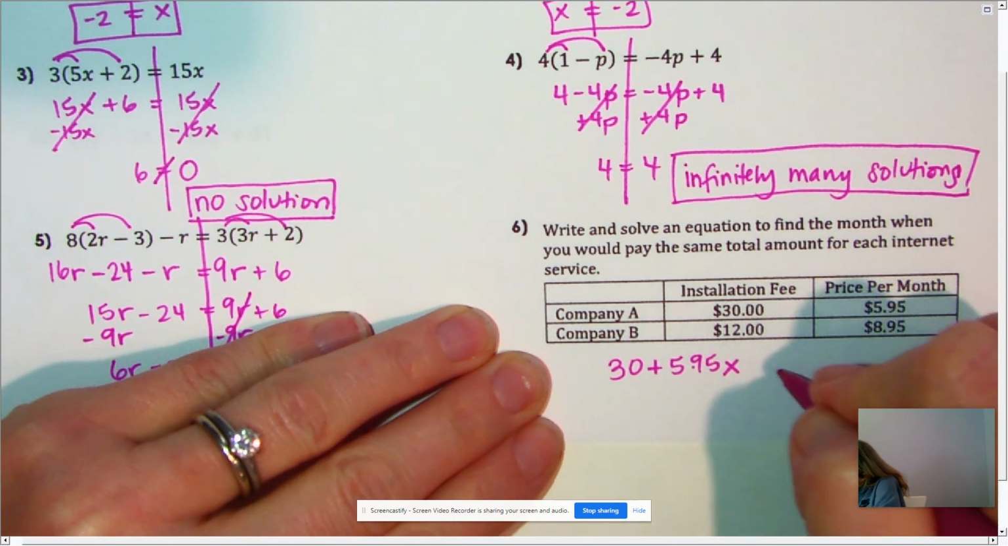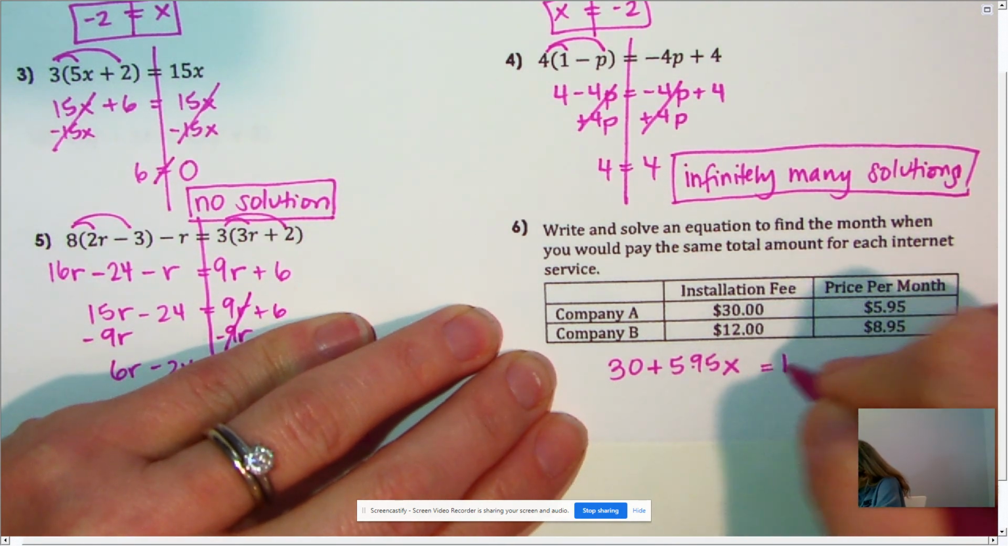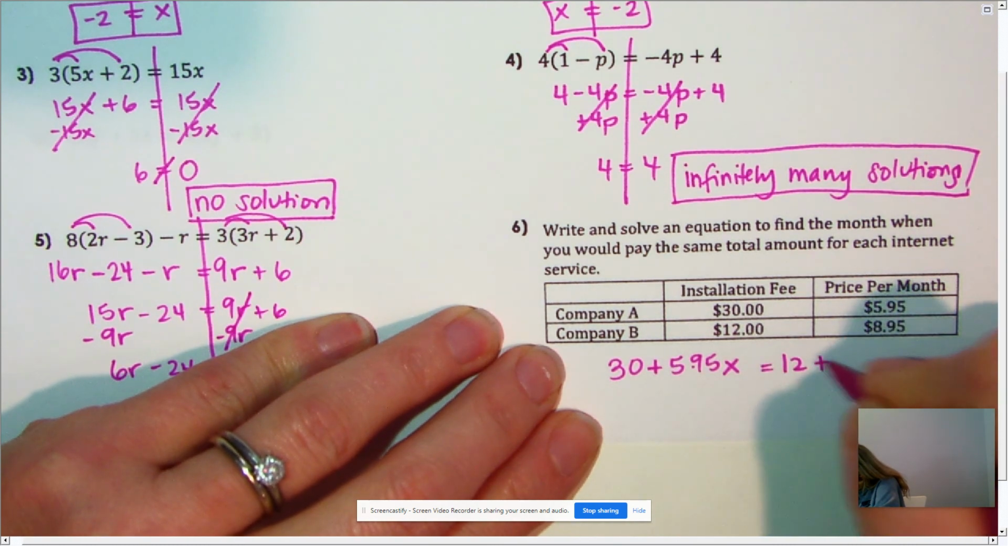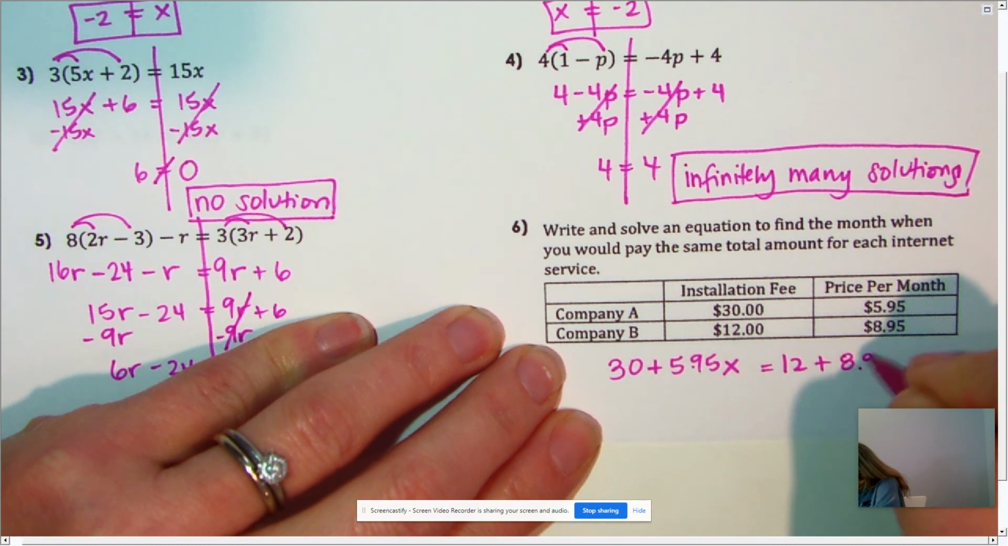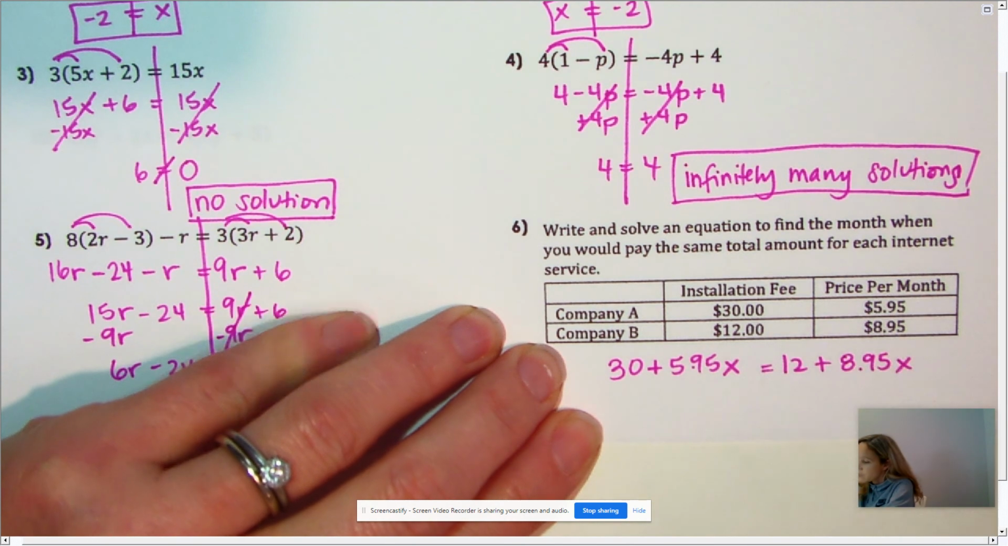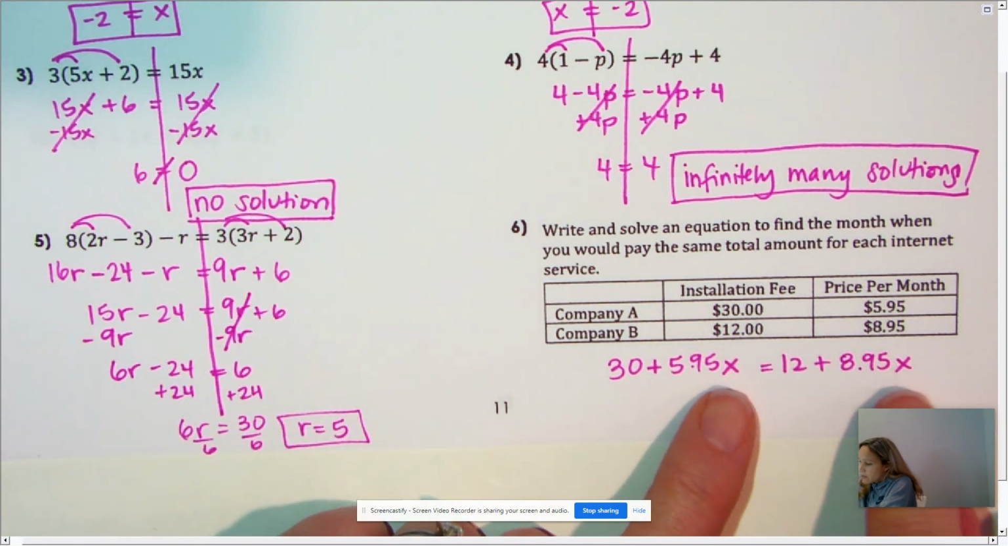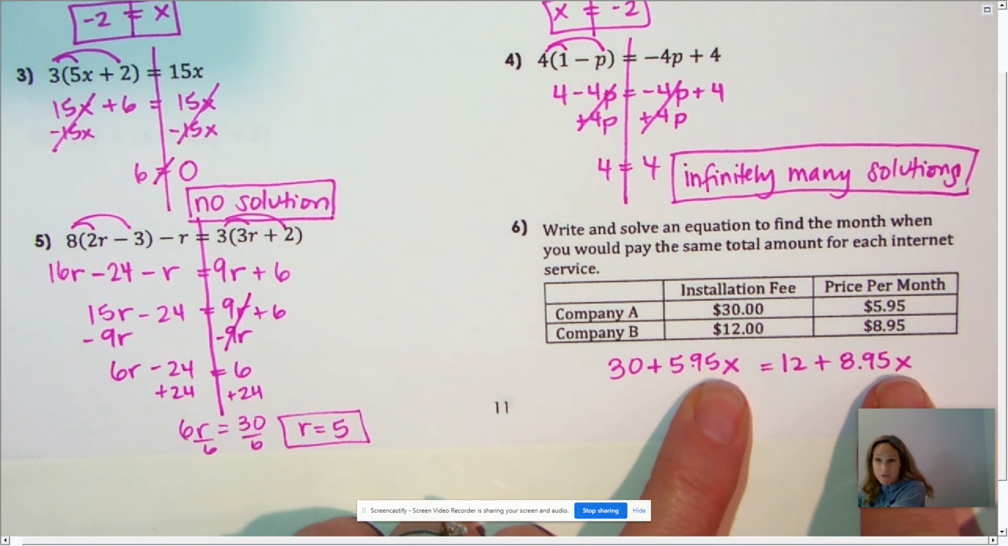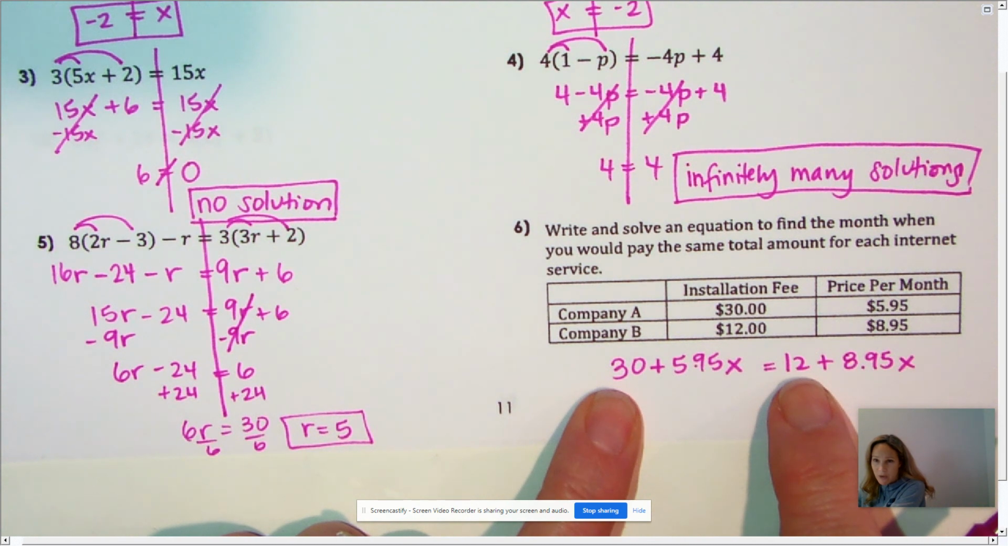Okay, then company B, I pay the installation fee of $12 once, but then I have to pay $8.95 every month. Okay, so make sure that we put an X next to those because those are repeating amounts. We have to pay those every single month. These ones don't have an X because we just pay it one time.